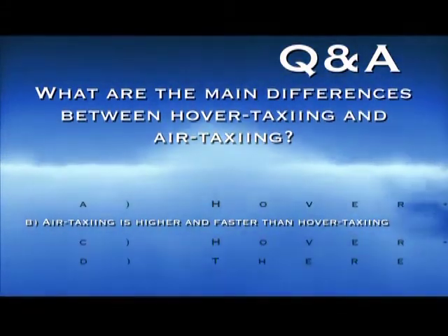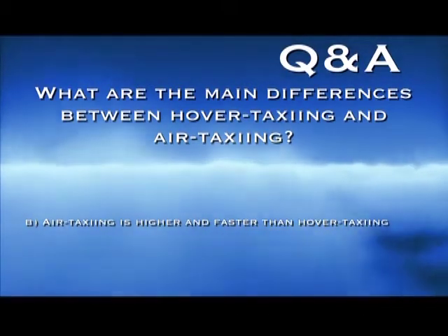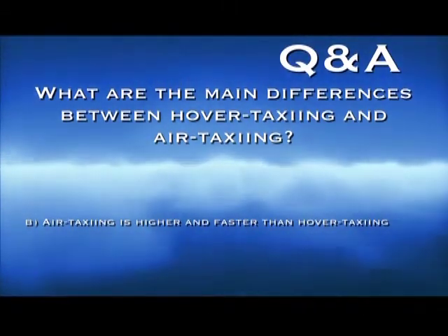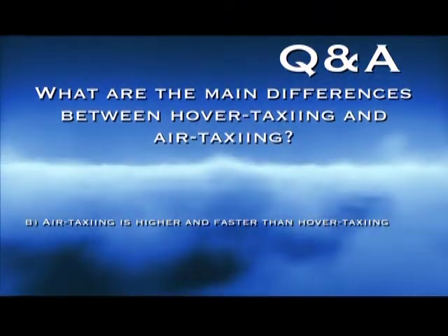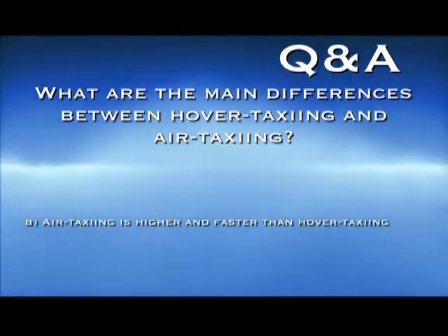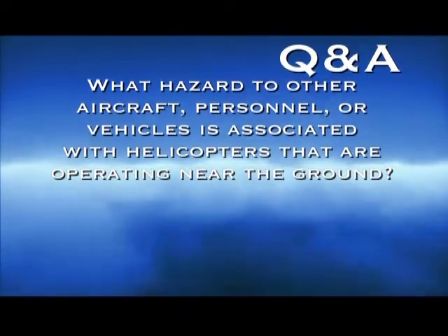The answer is B. Helicopters can air taxi at altitudes up to 100 feet AGL and at speeds greater than 20 knots. Hover taxiing helicopters typically do so at altitudes of less than 25 feet AGL and at speeds of less than 20 knots.